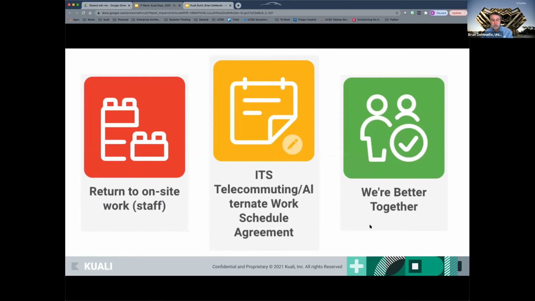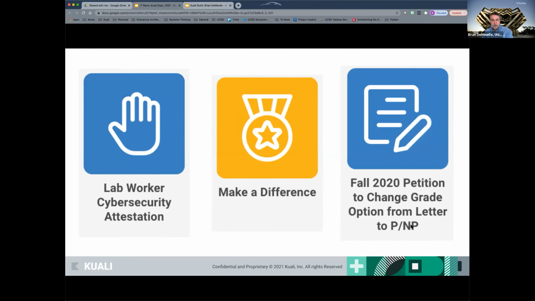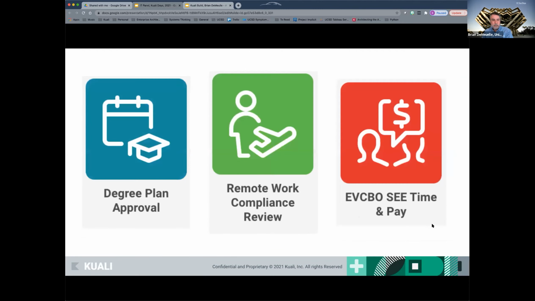So here are just some examples of some of the applications that are deployed. Ours are return to on-site work. This one, We're Better Together, is a staff appreciation submission application. We've got some telecommuting and work agreements in here. Security stuff, student petition to change grades. The campus opted to allow students to go to a pass/no pass for the fall quarter. Some other things in here, I won't go through each one.